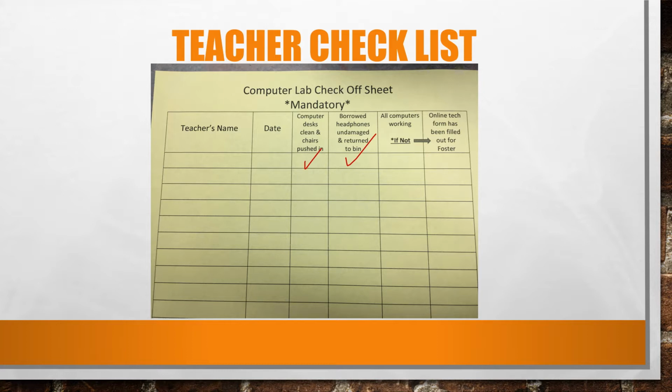So if any of the computers are not working, then you are going to fill out that online form for me. I have the QR code in the lab next to the door. And if you don't have time to do that right away in the lab, then get back to class and let me know by filling out that form what the issue is, and I will fix it as soon as possible.